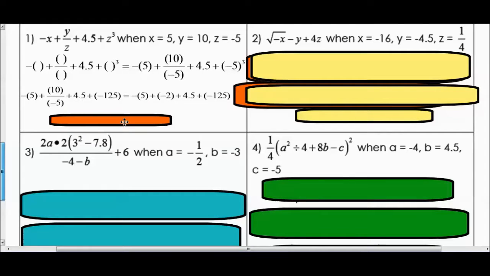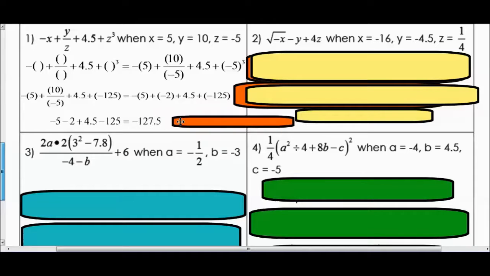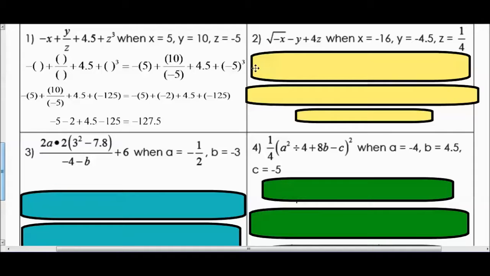On this next step, I'm going to actually drop all of those parentheses. I'm going to apply this negative to this 5, just changes it to a -5. I'm going to apply this plus to this negative sign. Adding a negative is the exact same thing as subtracting a positive. So adding -2 is the exact same thing as this, which is subtracting a +2. Adding 4.5 doesn't change, and again, same logic there. That's -125 now. Now we just go straight across, and that's negative 127.5.